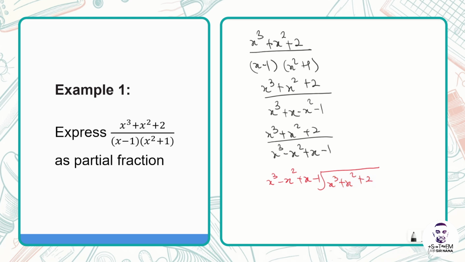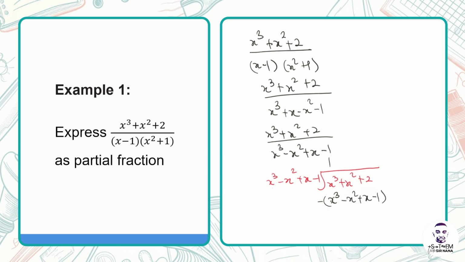So applying long division, we see that x cubed will divide x cubed 1. 1 multiplying x cubed will give us x cubed, right? 1 multiplying minus x squared will give us minus x squared. Then 1 multiplying x will as well give us plus x, and then we'll have minus 1.